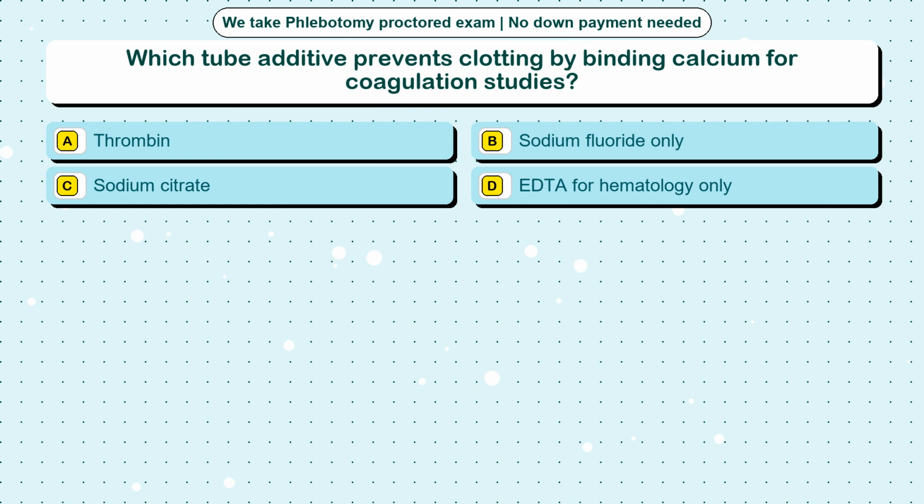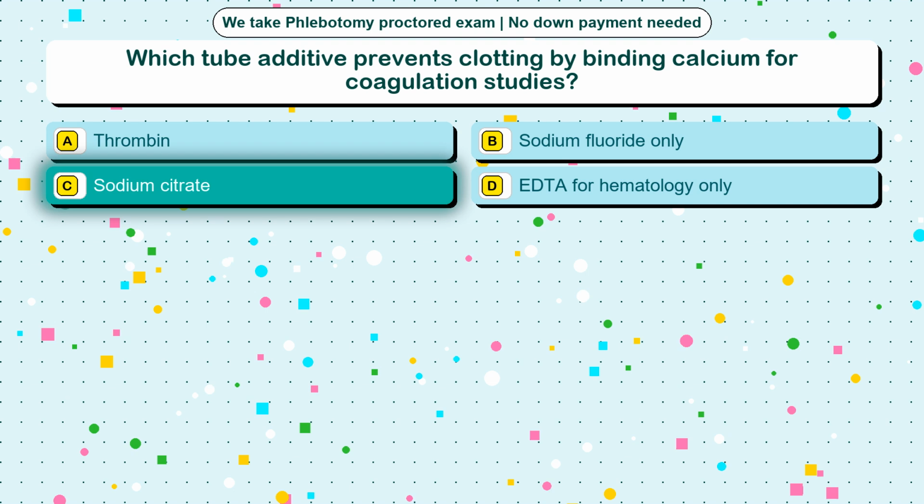Question 23. Which tube additive prevents clotting by binding calcium for coagulation studies? Option A, thrombin. Option B, sodium fluoride only. Option C, sodium citrate. Option D, EDTA for hematology only.